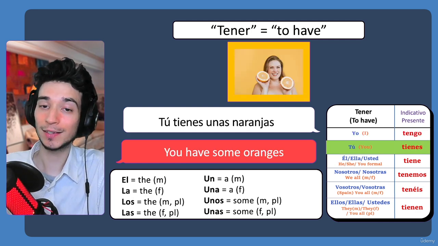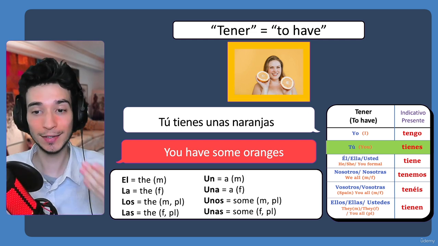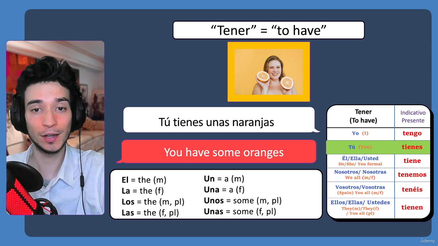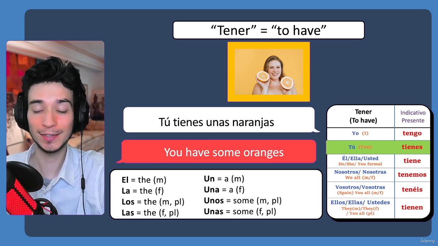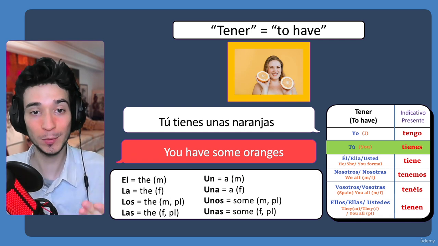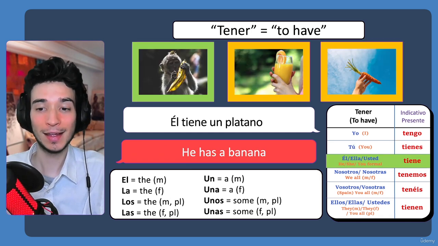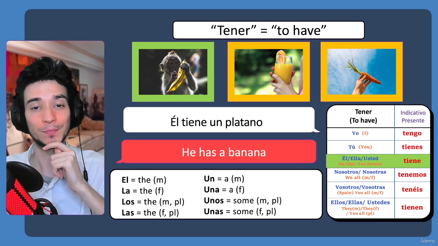Tú tienes unas naranjas. Tú tienes, you have, unas naranjas, some oranges. Tú tienes unas naranjas. You have some oranges. And the next one. Él tiene un plátano.